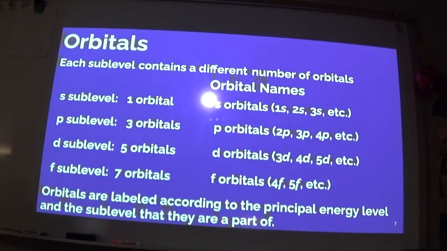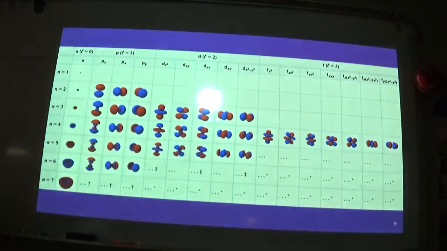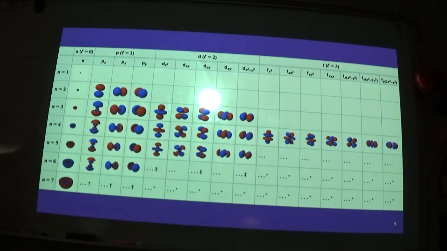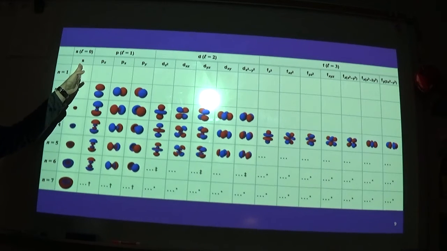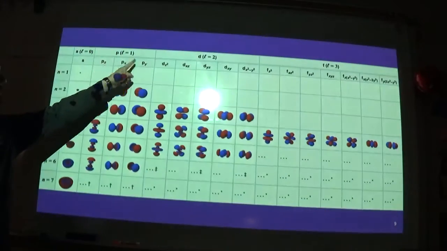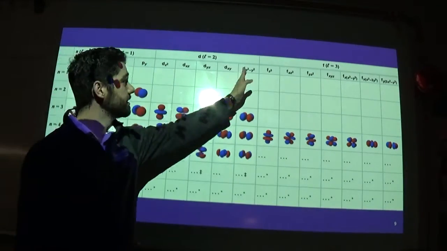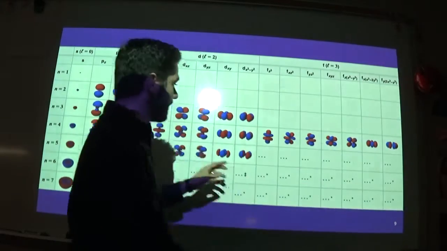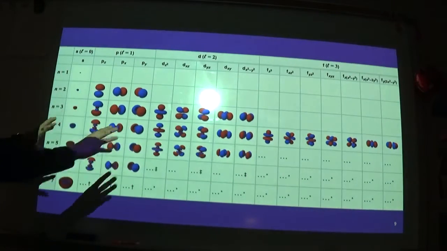So, scary diagram. These are what all of the orbitals in an atom can look like. Notice what's happening here. We've got our energy levels, 1, 2, 3, 4, 5, 6, 7. S, how many P orbitals were there in a subshell? 3, right? 5 D subshells, and then 7 of the F's. And look, they have all these weird, freaky, different shapes.